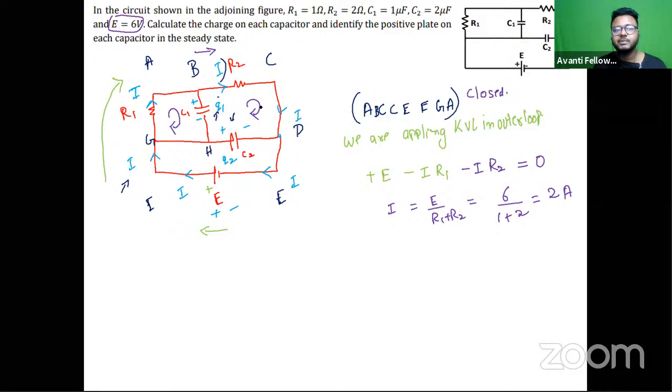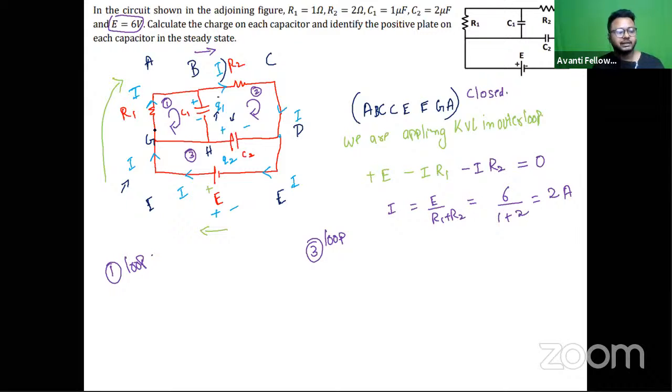Suppose this is your first loop, this is your second loop, and this is your third loop. You need to define this yourself, and this comes from practice. If you try to go in the second loop, you will have to face two capacitors, C1 and C2. But if you use the third loop, you only face one capacitor, C2. And in the first loop, you only face C1. So it is better to use the first loop and the third loop. Let me go in the first loop.